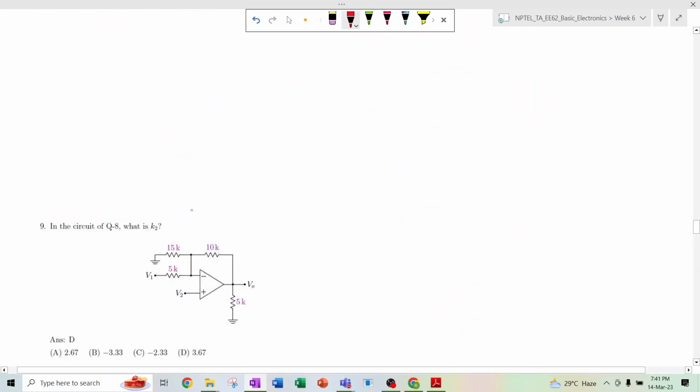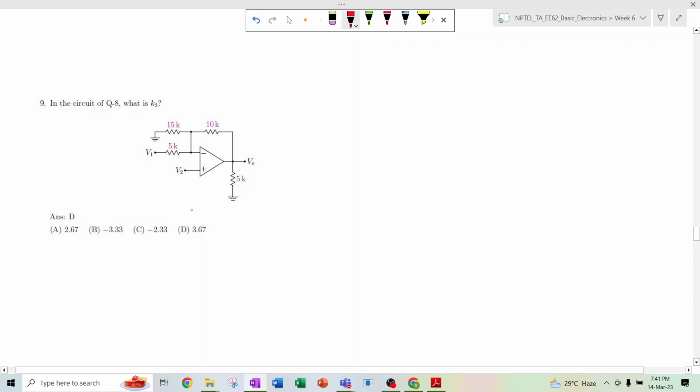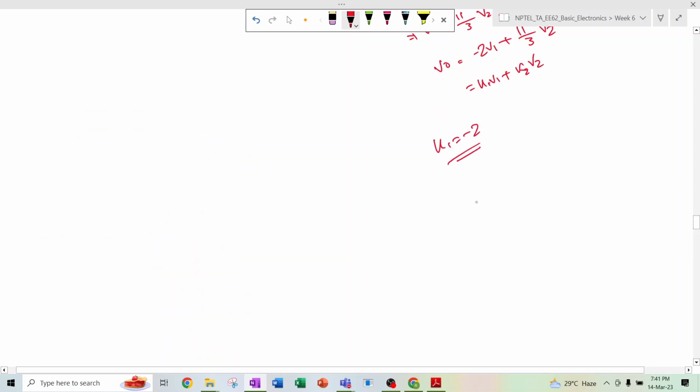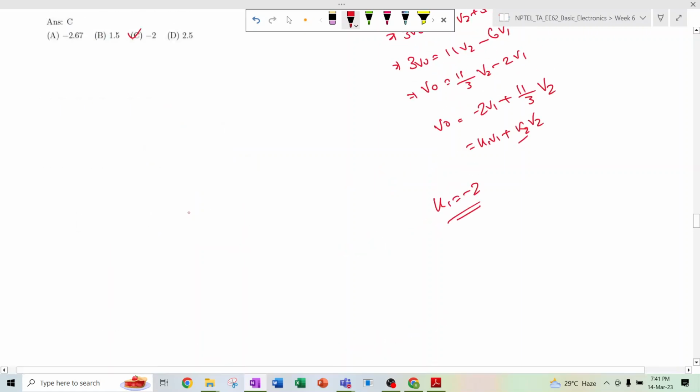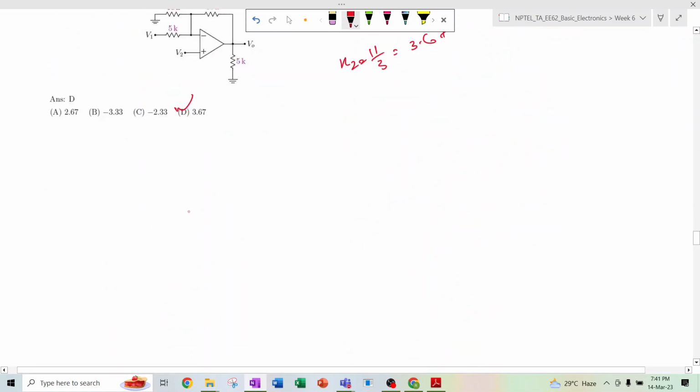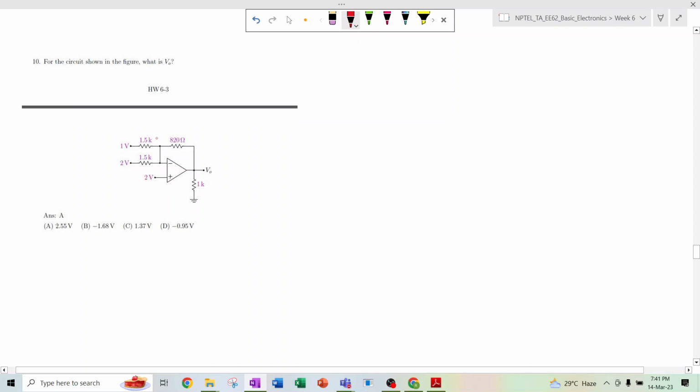Okay, so the next question, in the same circuit, what is the value of K2? We have already found out that K2 is nothing but 11 by 3. So what is 11 by 3? It is 3.67. So it will be 3.67. The same thing, right? Okay, the next question.